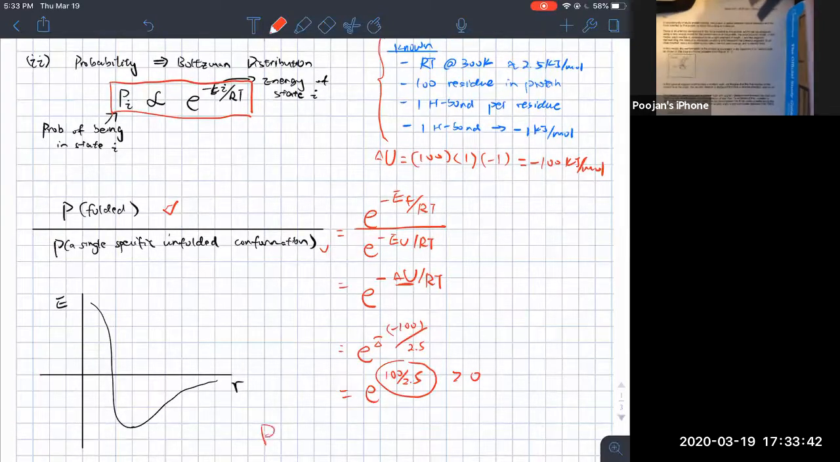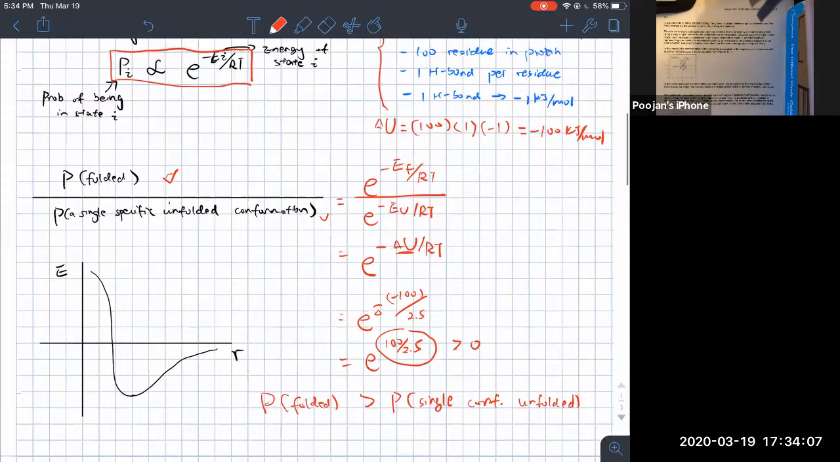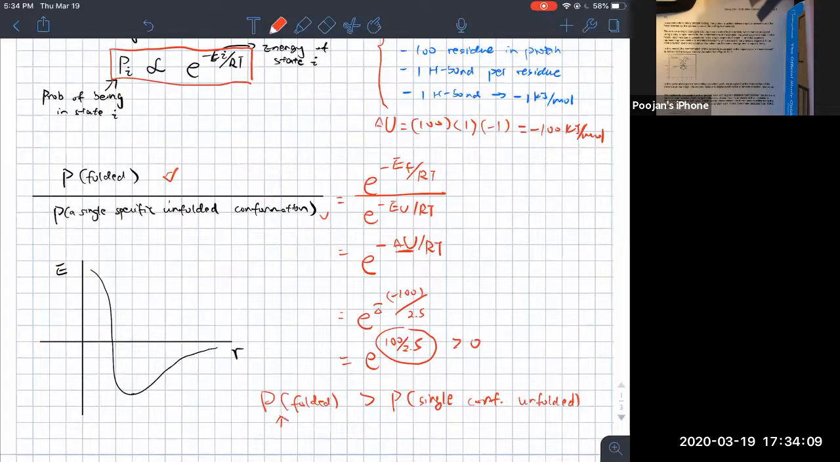That implies the probability of the folded state should be greater than the probability of a single specific unfolded conformation, which implies that the folded state is more favored.